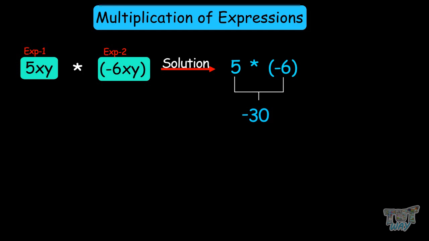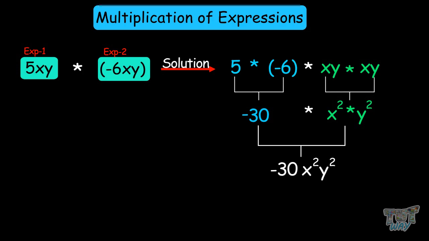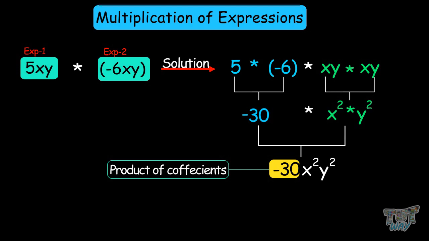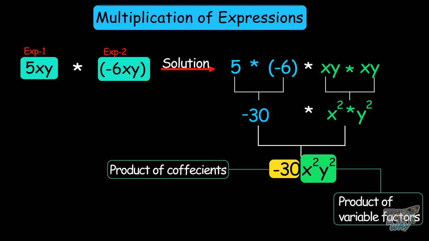Now the product of the variables is xy times xy. x times x is x squared. y times y is y squared. So this is negative 30x squared y squared. This is the product of coefficients. This is the product of variables.